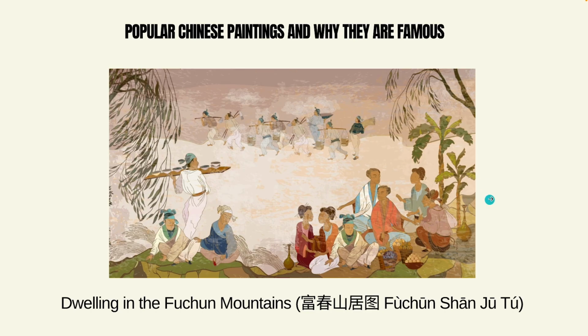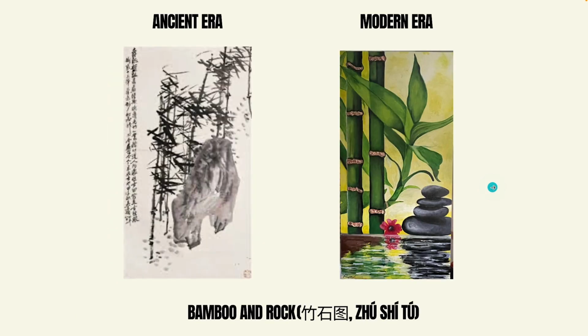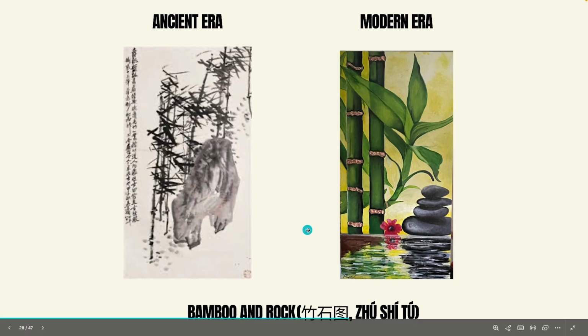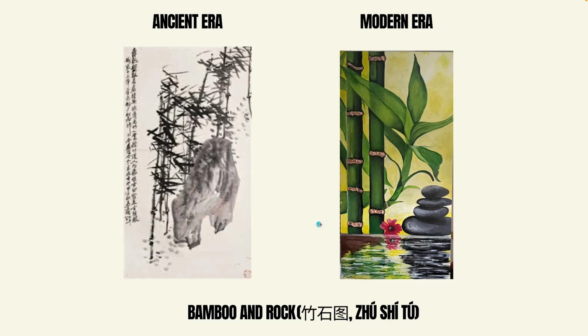So the English title is Dwelling in the Fuchun Mountains. As you can see, this is considered one of the most popular paintings in China. So there are definitely elements of visual culture that are very interesting and historically significant. And then, just to keep that conversation going, I found these two different photos from East Asian cultures. One on the left is depicting the ancient era, and the one on the right is about the modern era.